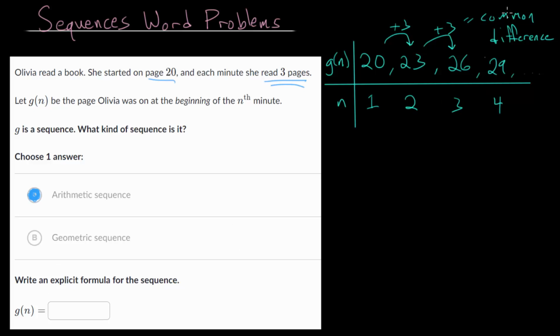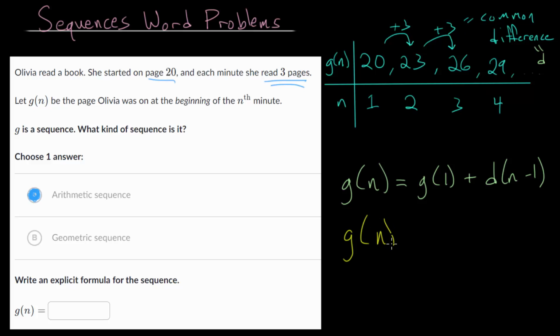And the explicit formula for these arithmetic sequences, let's just write out the general form of this. We always start with the first term, and then we're going to add that common difference, which let's just call that D in the general formula. We're going to add that n minus 1 times. So with this general form, we can just match up with what we know. We know the first term is 20, and we know the common difference is 3. So for us, we have G of n is equal to 20 plus 3 times n minus 1.